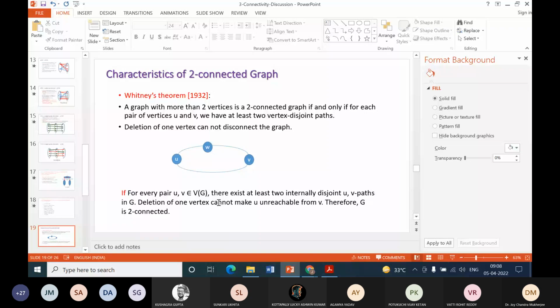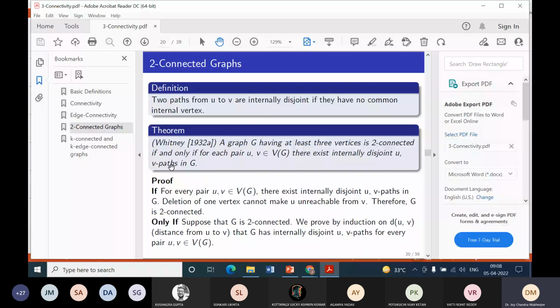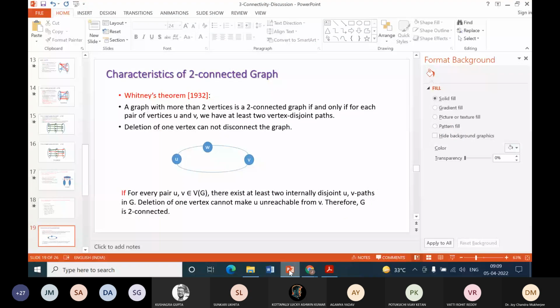Now, Whitney in 1932 characterized the two connected graph as follows: a graph G having at least three vertices is two connected if and only if for every pair U, V of vertices there exist internally disjoint U-V paths in G. So a graph with more than two vertices is two connected if and only if for each pair of vertices U and V we have at least two vertex disjoint, or internally disjoint, paths. Both things are actually the same.